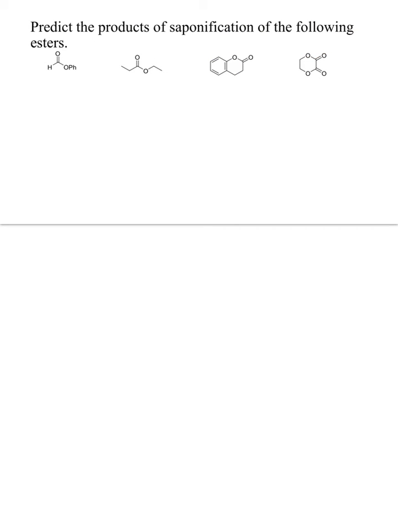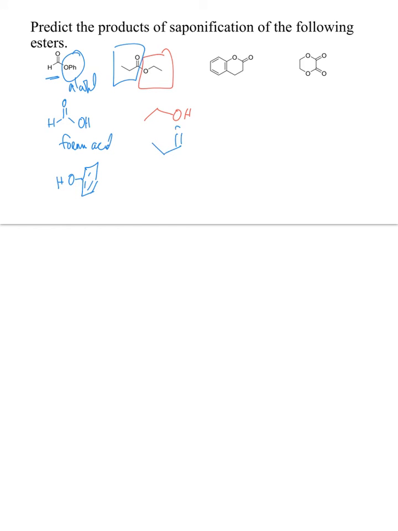Okay, the next problem: predict the products of saponification of the following esters. You need to be able to do this, okay? So you need to be able to see that this comes from your alcohol. So then the rest of the portion would be, that's your formic acid, and your alcohol would be the phenol. Okay, here, this is your alcohol, and so this would be your carboxylic acid.